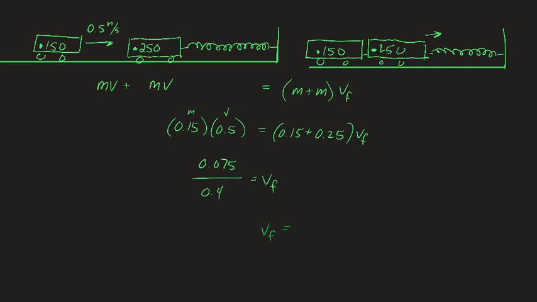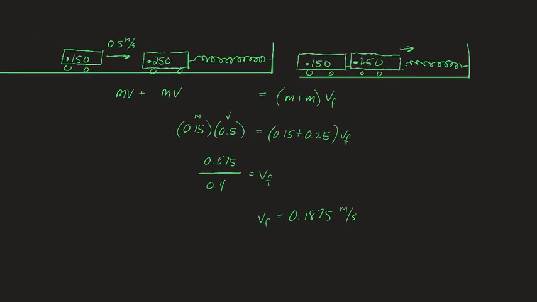0.1875. All right. Thank you. Meters per second. All right. So we have the velocity of the system after the collision. You can calculate any number of things from this. So let's start with the obvious.